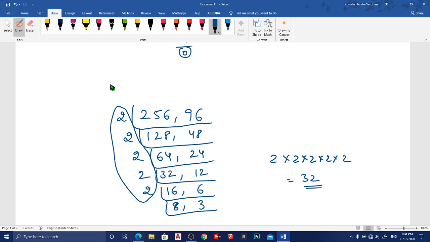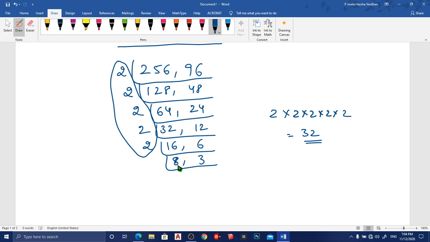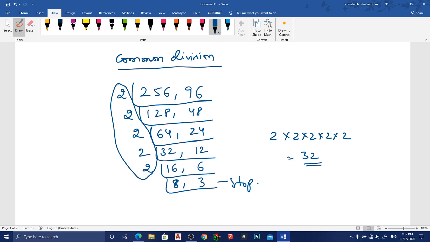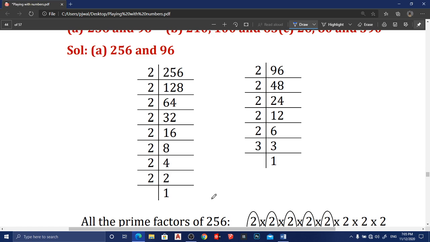Okay, this is another method, an easy method also: the common division method. You have to divide both the numbers with a common prime factor. After getting numbers which are not divisible by any of the prime numbers, you have to stop here and take all the prime factors on the left side and multiply them, which is the same number, 32, that you get here. Okay. Next one.